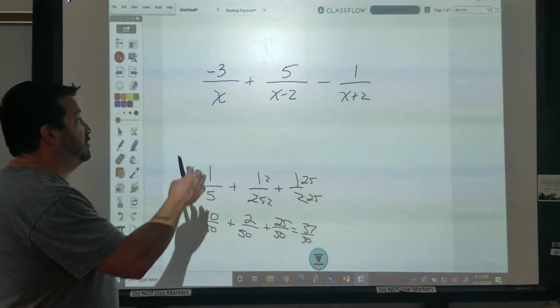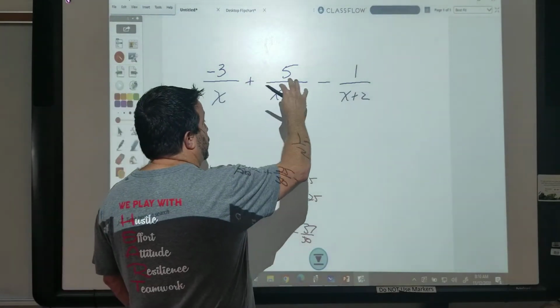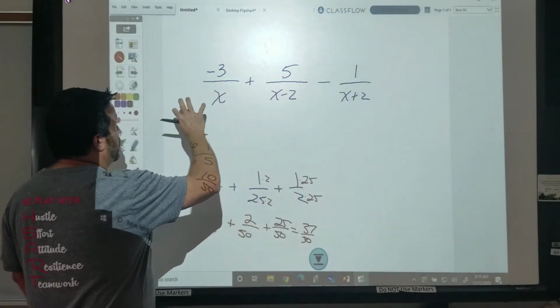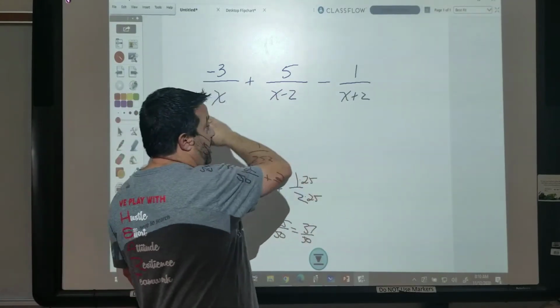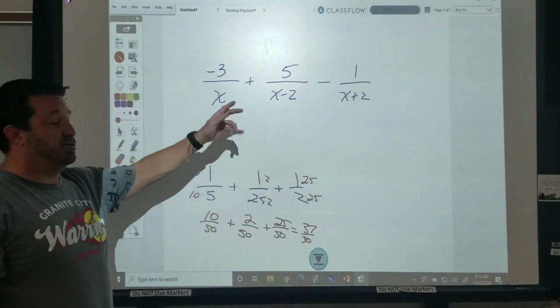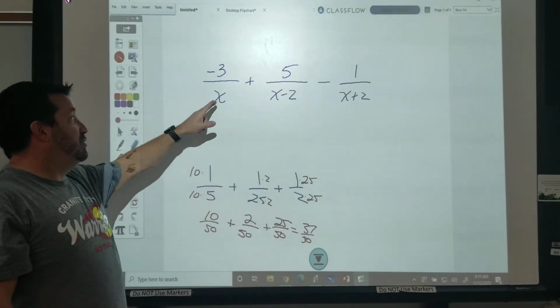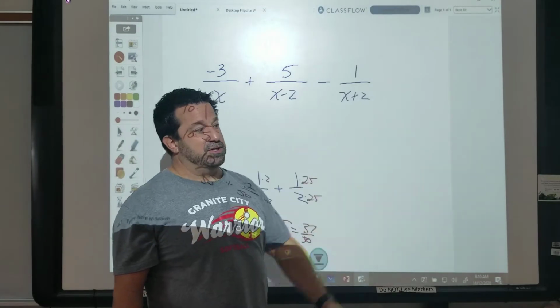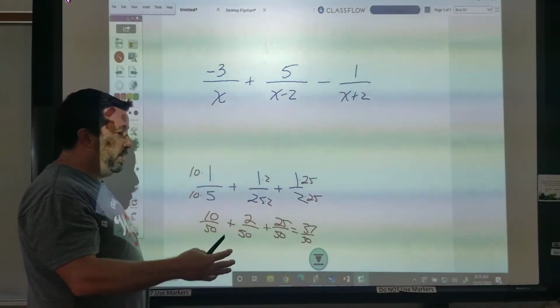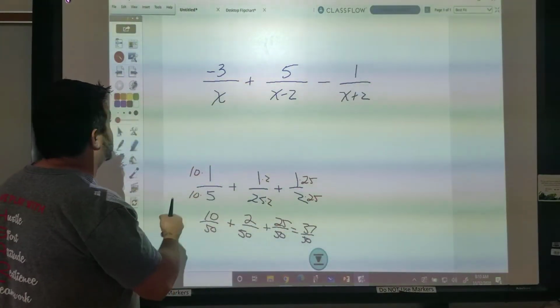Then at some point you should have been learning the same thing with rational expressions. Here I have three fractions and they all have distinct denominators, meaning that none of these denominators are the same. Now they're all linear. This is x to the first, this is x to the first, this is x to the first. If I had something with an x squared in there, that would make things a little bit different, but for the most part it would be the same.